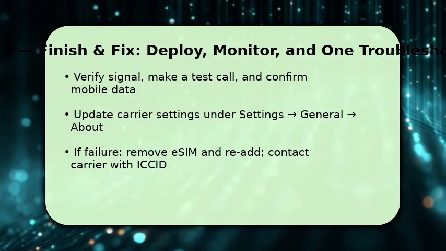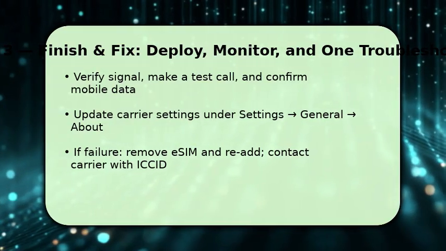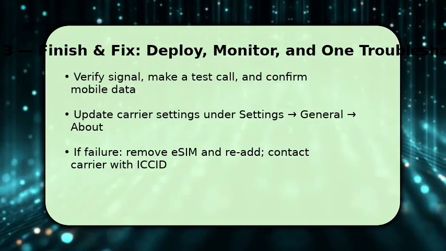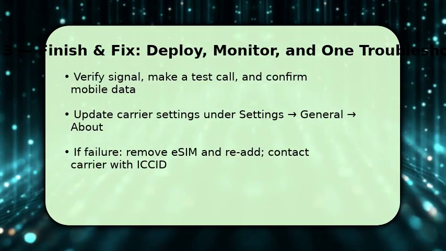problems. If things still fail, remove the eSIM, restart, and re-add it. And if that doesn't work, contact your carrier with the eSIM IXID and activation code. This gives them the exact identifier.